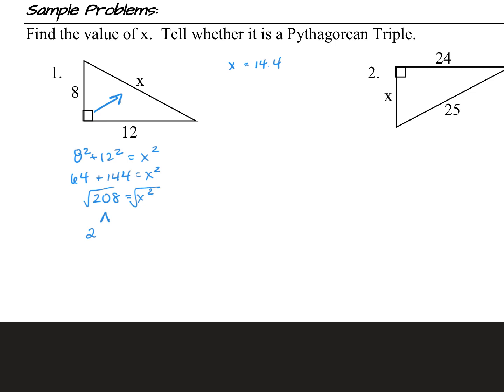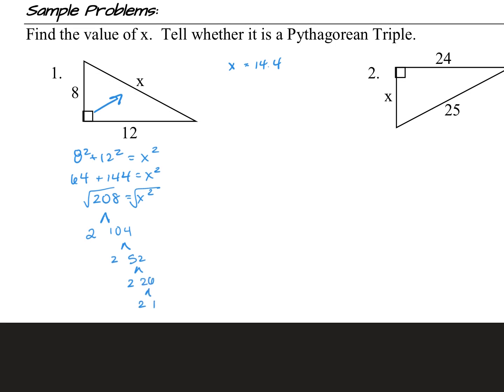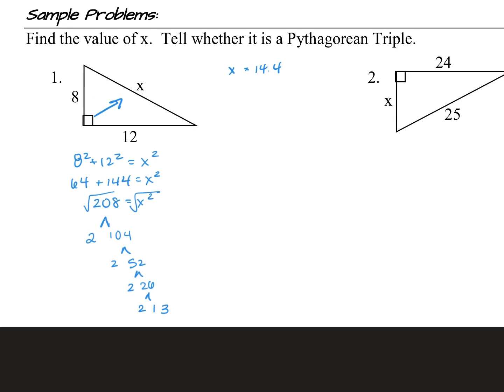That gives me 104. Then I'm going to divide that by 2, and I get 52. I'm going to divide that by 2, and I get 26. I'm going to divide that by 2, and I get 13. And then 13 I can't do anything with, so that's as far as we can go with that one.